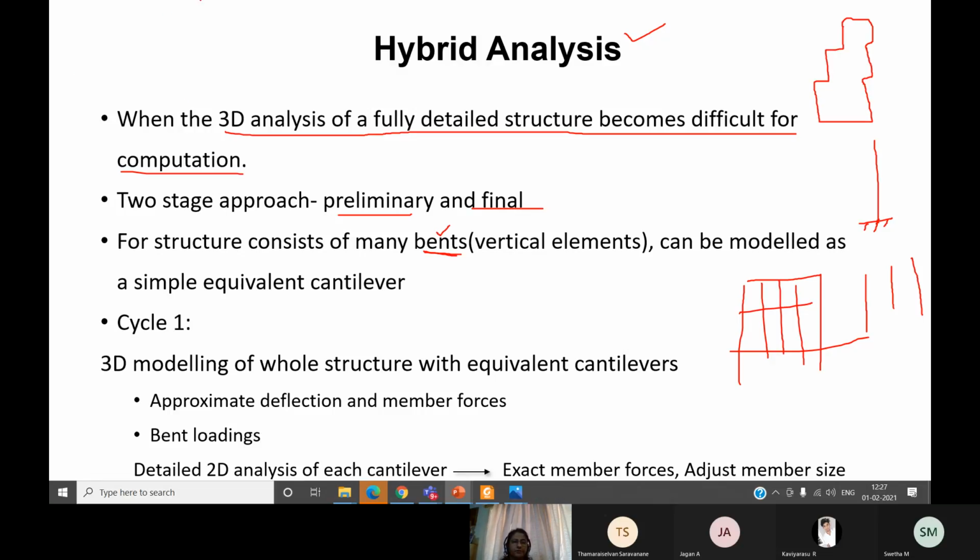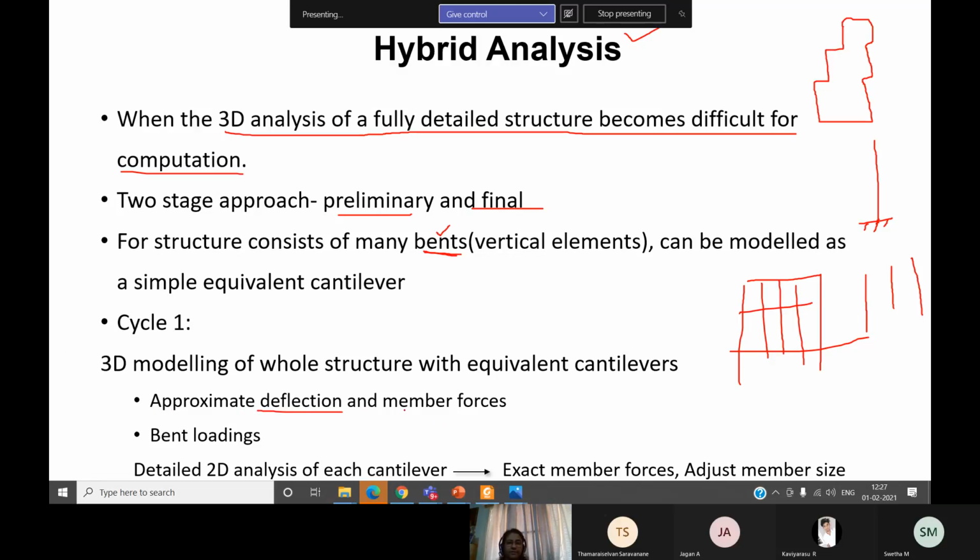So in the first cycle, I will model everything as simple cantilevers and do a 3D modeling of the whole structure with equivalent cantilevers. What will I get? I will get an approximate deflection and member forces. Then I'll get the bent loading, the vertical axial loadings, everything from the 3D modeling of the whole structure with equivalent cantilevers.